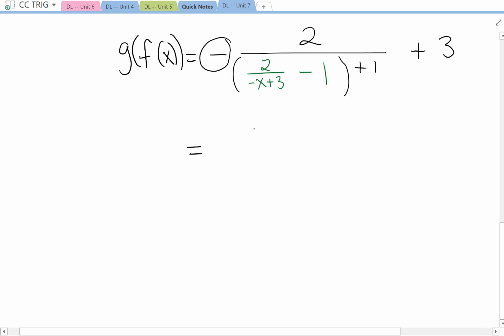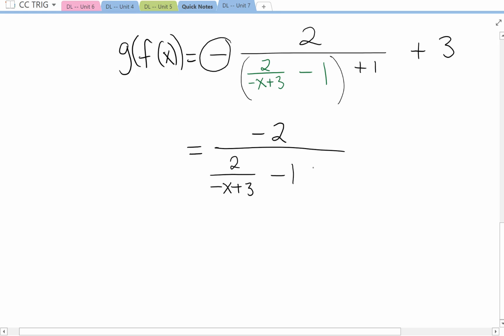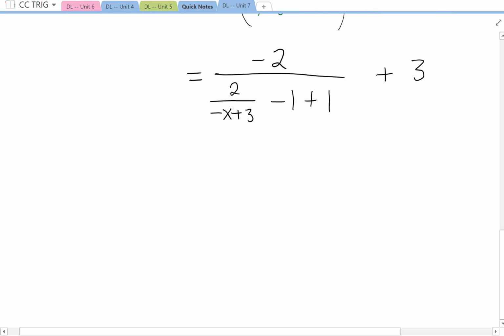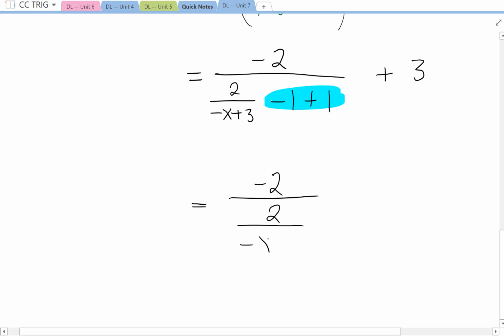So this will be -2 over. Now, these parentheses are actually unnecessary because we're not distributing this negative. Nothing's being multiplied like the last time, and all we're doing over here is adding. So I'm going to write it without parentheses, -1, +1, and then +3. Ooh, -1 plus 1, that is 0. -2 over the fraction 2 over -x plus 3, plus 3.